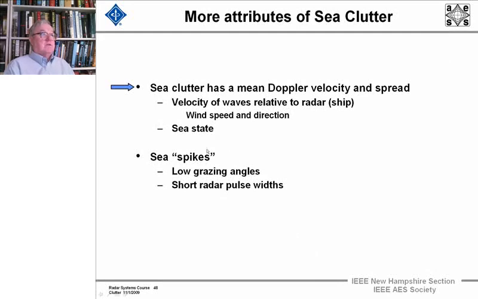And then there are two other things to look at. One is the velocity of the waves relative to the radar ship. That's going to affect your mean Doppler and spread and the sea state, and then also the phenomena of sea spikes.